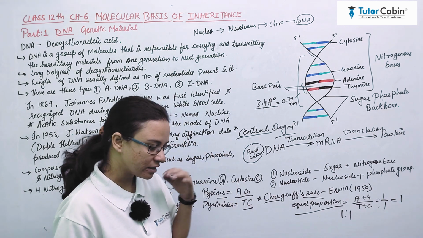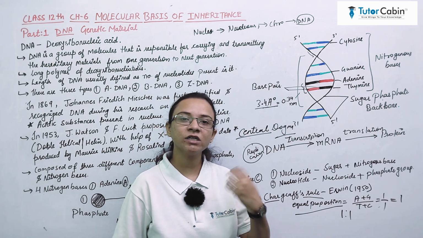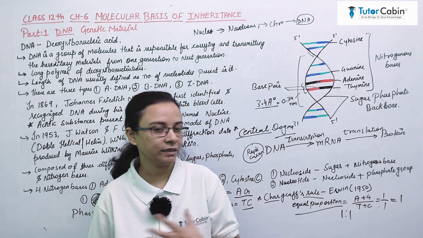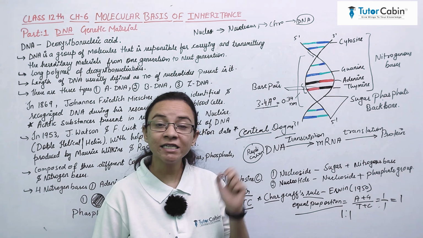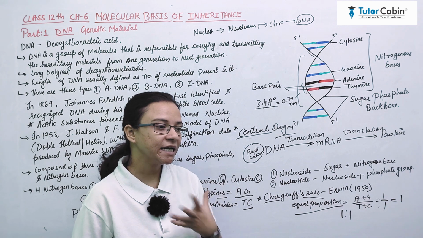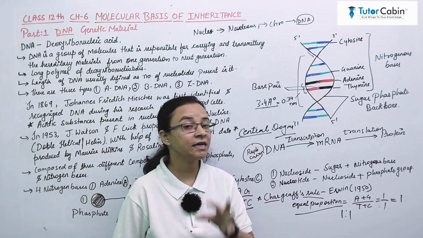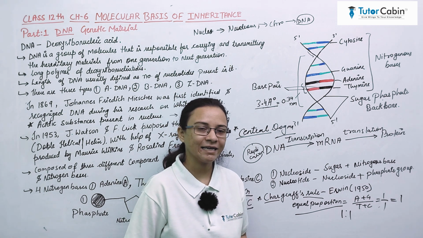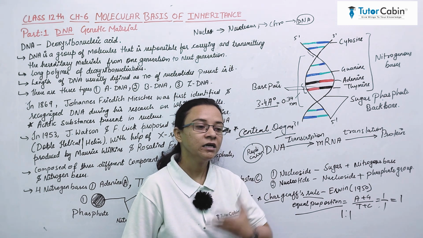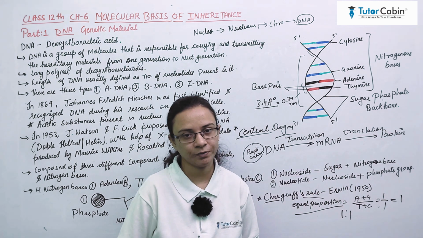We discussed in our last lectures of chapter number 5 the gene and chromosome. Both are made up of DNA. Clear? So a gene is also a small segment of DNA. DNA actually expresses the character, and DNA contains particular information, meaning genetic information, and it is transmitted from one generation to another generation.